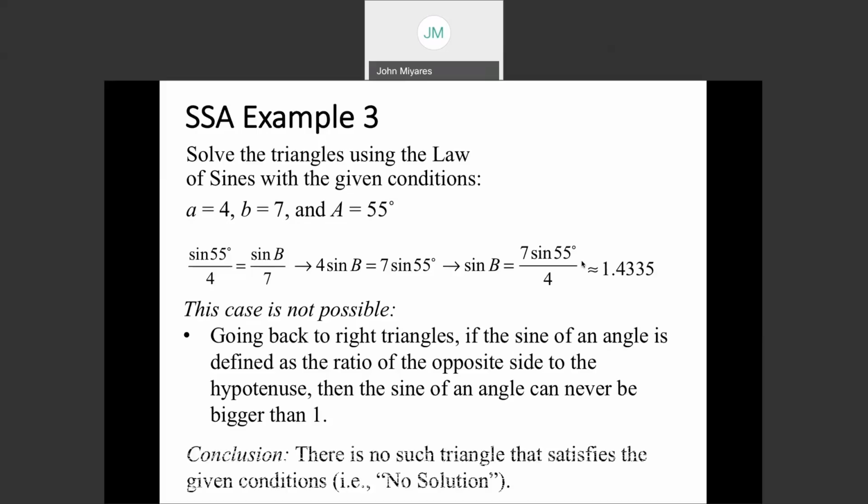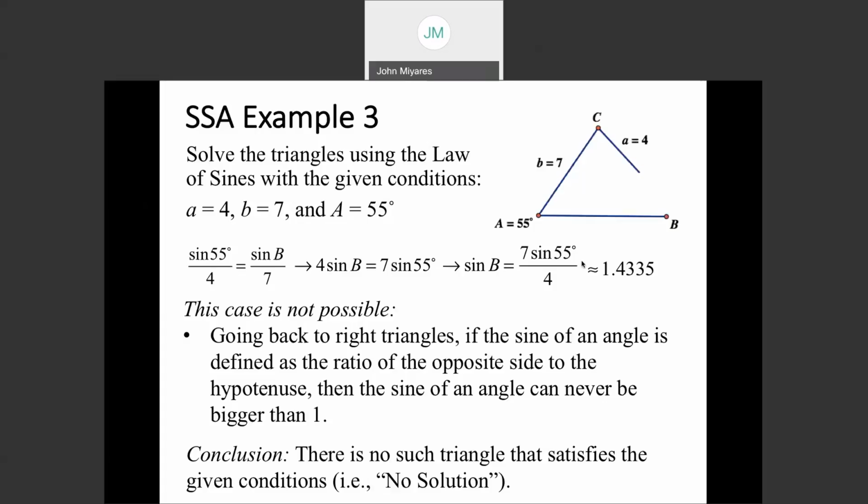So our conclusion is that there is no such triangle that can satisfy these conditions, or in other words, there is no solution to this triangle. If we try to draw this situation out, what you're going to see is that side A is too short to connect to side C at the bottom of the triangle, no matter how much we want to swing that dangling segment out there, either outward or inward.